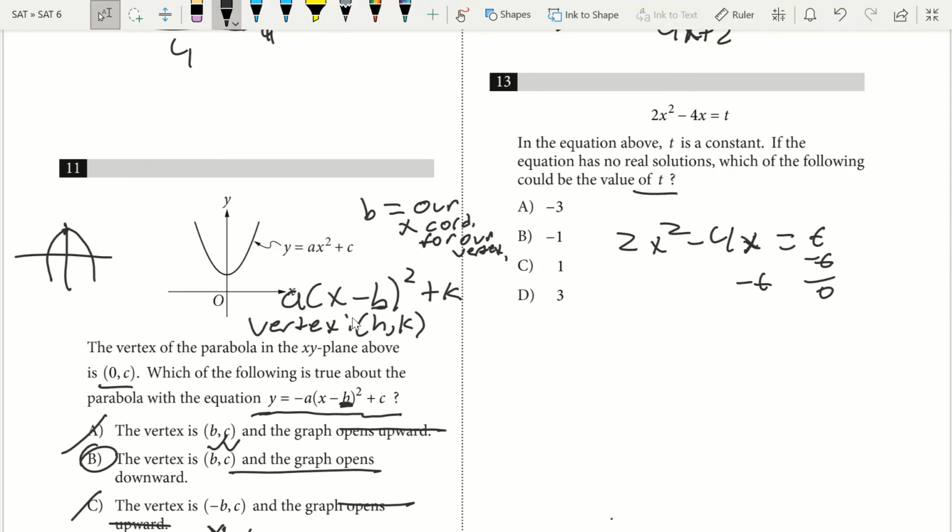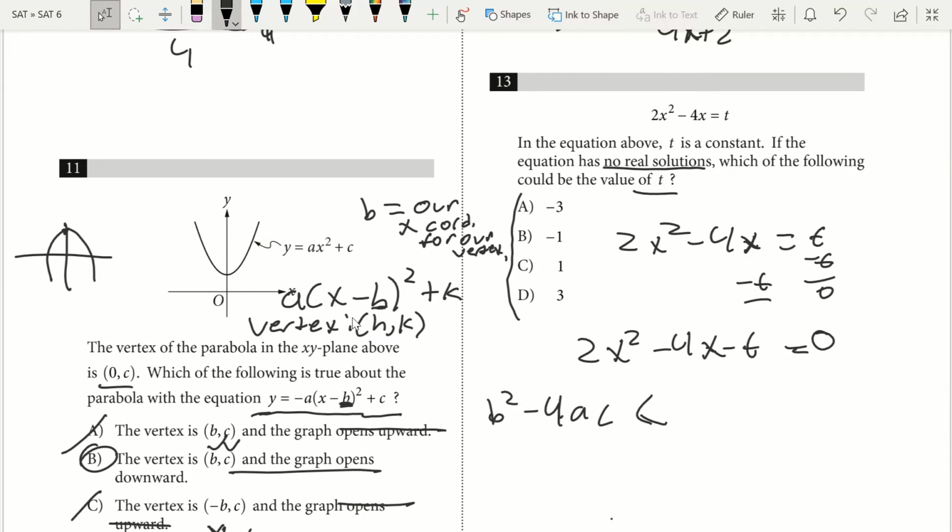to our left side so that we can set our equation equal to 0. And then we're going to use b squared minus 4ac, which is our discriminant, to find out what value of t gives us no real solutions out of all of our options here. So if b squared minus 4ac is less than 0, then there are no real solutions.